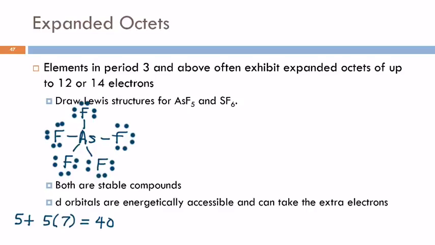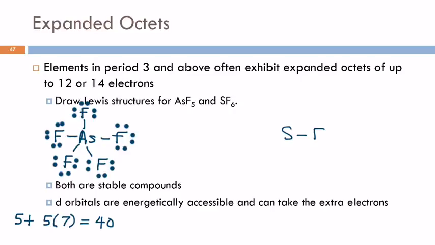What are the formal charges? Well, all the fluorines are going to be 0. How many valence electrons does arsenic have? 5. How many does it get in the breakup of all these bonds? 5. This is good. Anything else you try that will obey the octet rule is going to give you non-zero formal charges. Let's do sulfur hexafluoride.